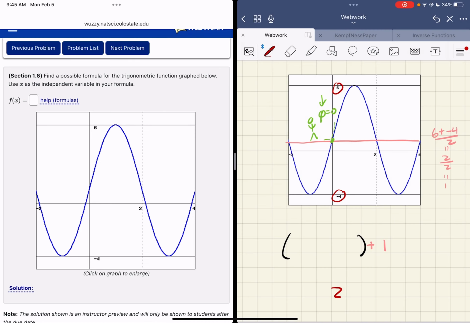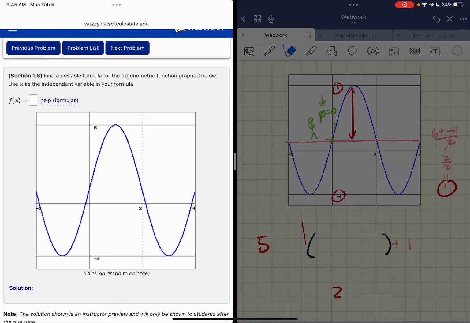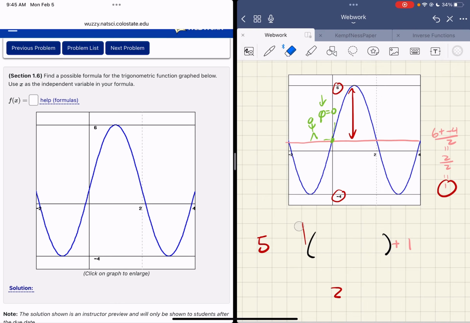Okay, let's figure out the amplitude now. It's the distance from the average to the peak, or the average to the valley. So what's the distance from 1 to 6? It's 5. And I didn't give myself enough room here. Great. All right, so I'm going to use sine.